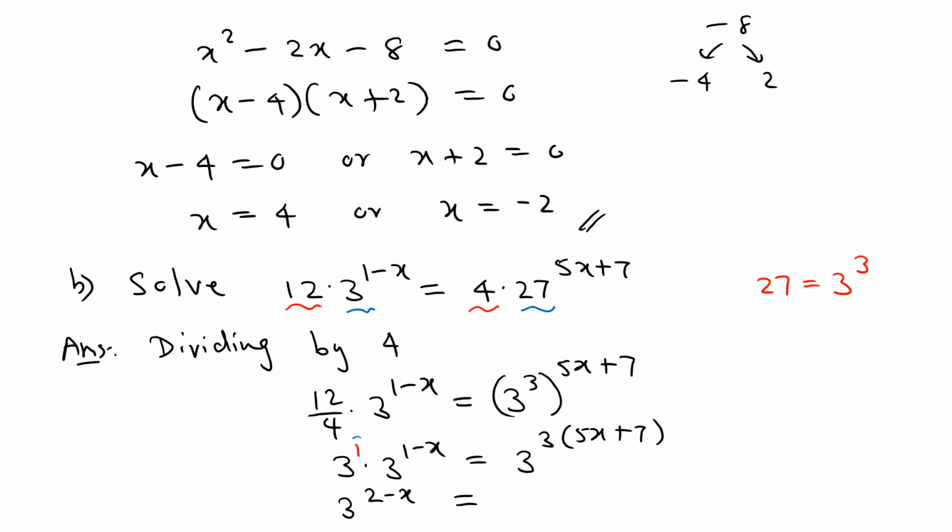So we're going to add 1 and 1 minus x. And then on the other side, you can multiply. So you can write this one as 15x plus 21. Now you can see that this is in one base. So after you get one base, this is a similar problem that we solved earlier. So we're going to equate the two indices.